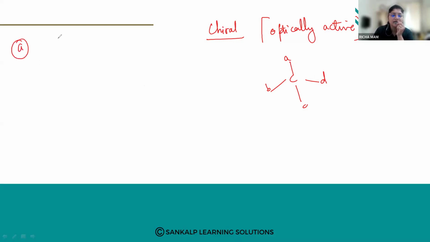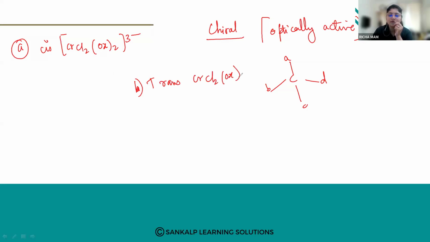So A, first is cis-[CrCl2(ox)2]3-, and second is B, trans-[CrCl2(ox)2]3-. Write the structures for these. The first one, cis, how will it be? So chromium in the center. Cis means on one side, right? Just see how you write it.